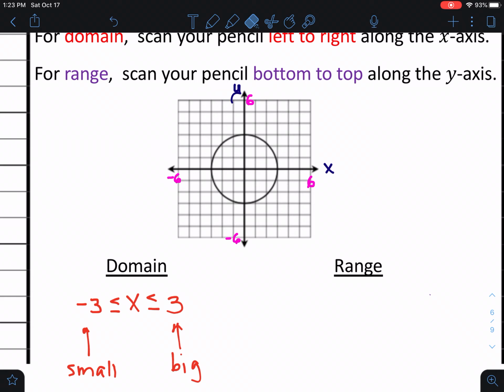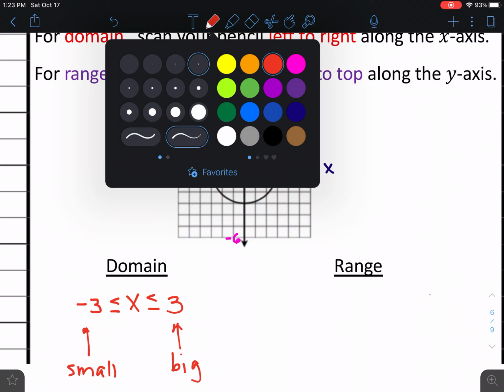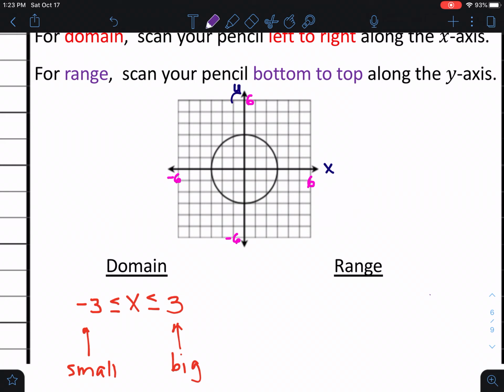Okay, so range, same thing, except now this is a y. Range represents our y value. So we're going to start along the y-axis and work from the bottom to the top. You can see that up here, from the bottom, and you're going to go until you bump into the graph, which would be right here.